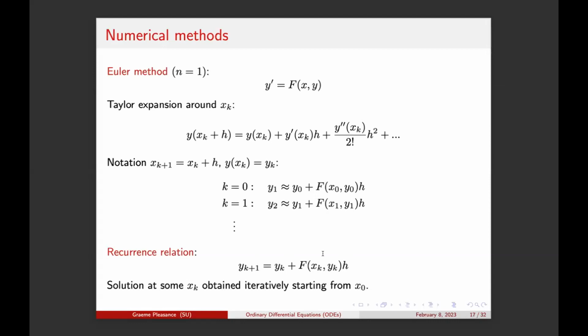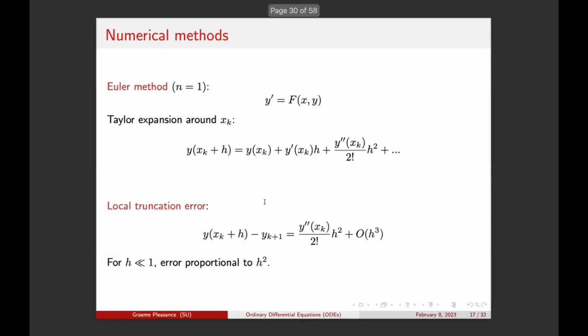And so this is in the form of a recurrence relation. So what you do is you start from some initial X value and some initial Y value. You then plug these into the recurrence relation and then obtain the value of Y at the first sub-interval. And then you feed this back into the equation to then subsequently determine Y2, Y3, etc., up until the specified value of X. And we saw that the local truncation error for the Euler method scales as the square of the step size. So yeah, or at least it's proportional to the square of the step size.